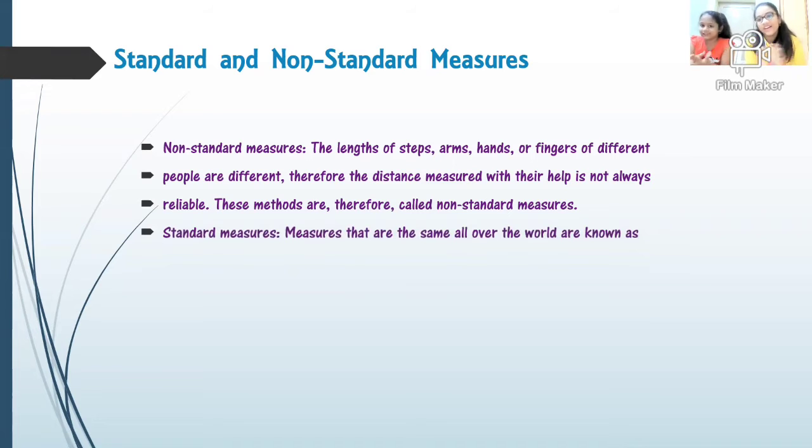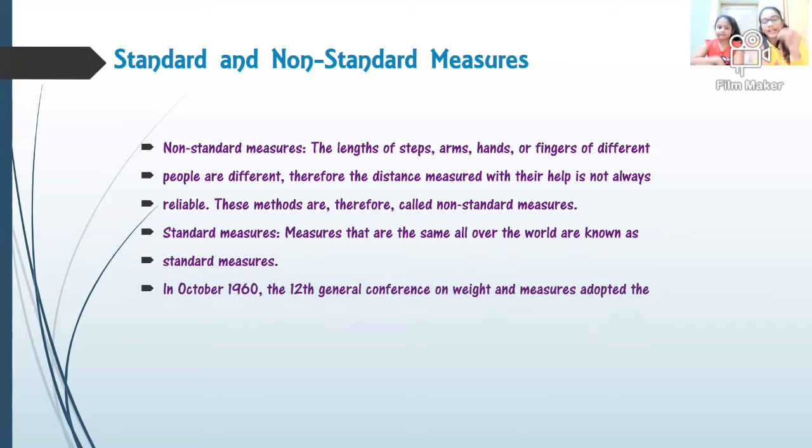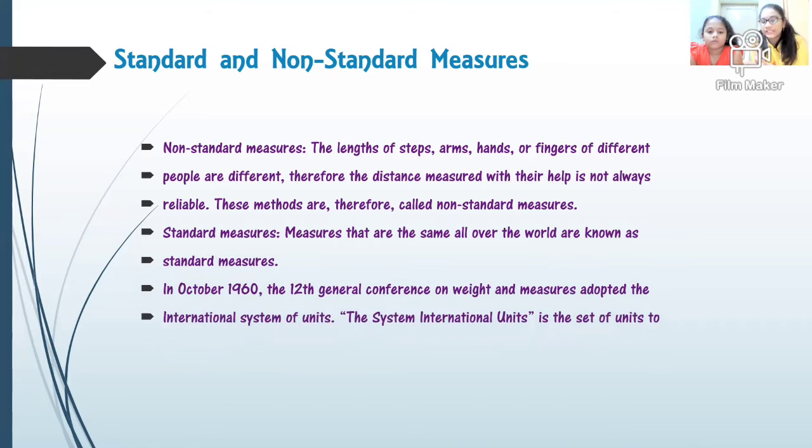Okay guys, now we're going to learn about standard measures. Measures that are the same all over the world are known as standard measures. In October 1960, the 12th General Conference on Weights and Measures adopted the International System of Units, a set of units to maintain uniformity all over the world. Now, why do we need standard measures? Because now, if I take this, a scale is a standard measure.